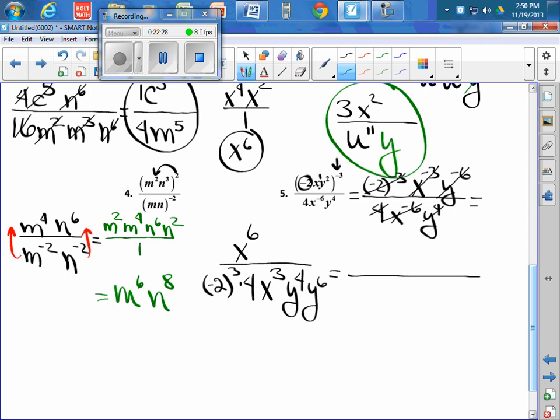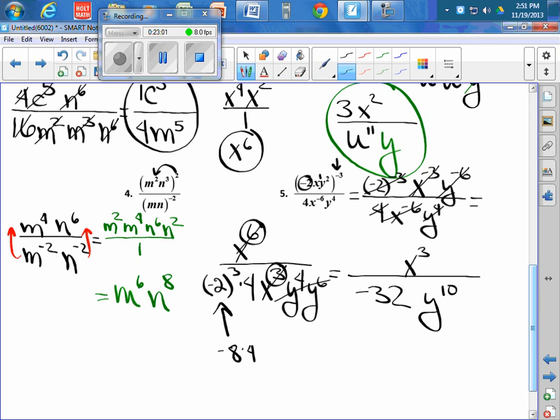Fraction bar. What's negative 2 to the third power? It's negative 8 times 4, negative 32. What's x to the sixth over x to the third? 6 minus 3 is 3, x to the third. What's y to the fourth times y to the sixth? You add the exponents and you get y to the 10th.